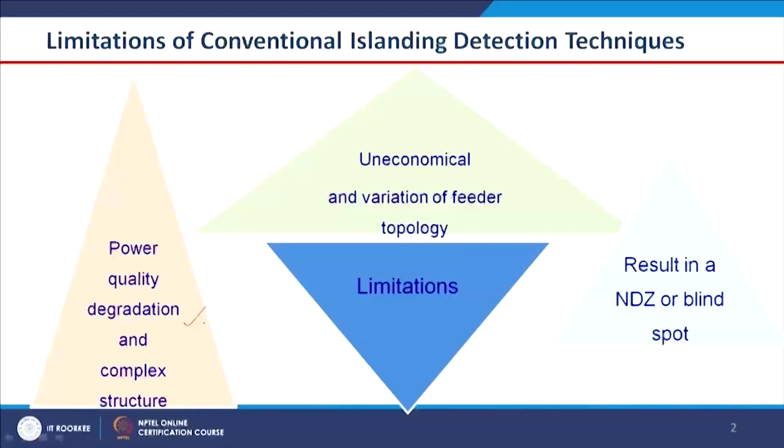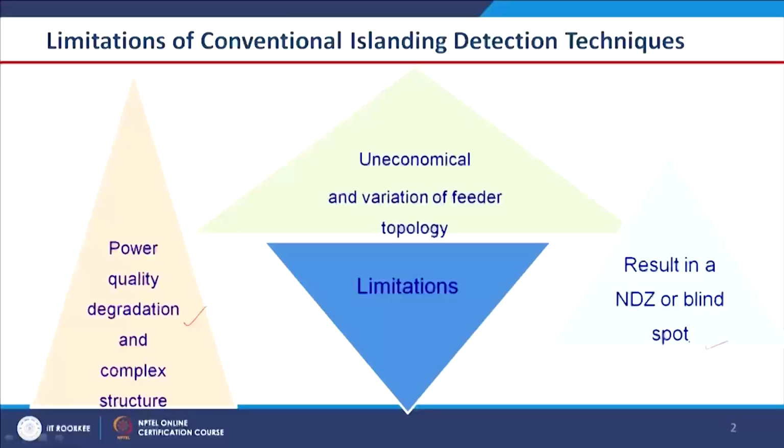The first one is the power quality degradation, and also complexity in nature. Power quality is one of the major issues in the case of active island detection based techniques. And also, as you could see with the rate of change of frequency that we discussed in the last class, the NDZ, the non detection zone, is one of the major problems. Sometimes the techniques are also uneconomical, and due to the variation of the feeder topology, line length, or X-Y ratio, some of the techniques are also affected.